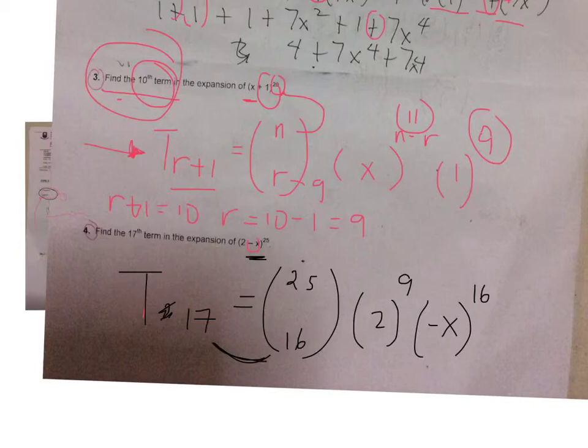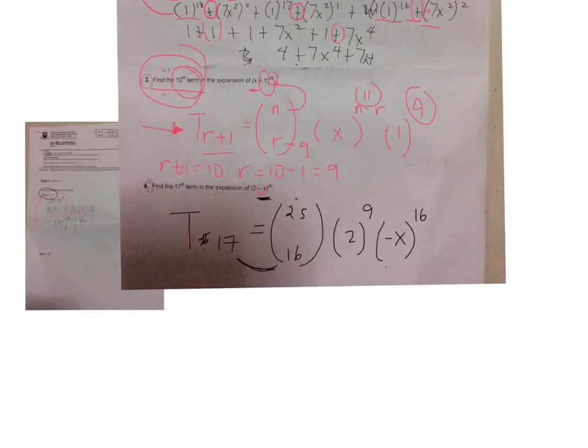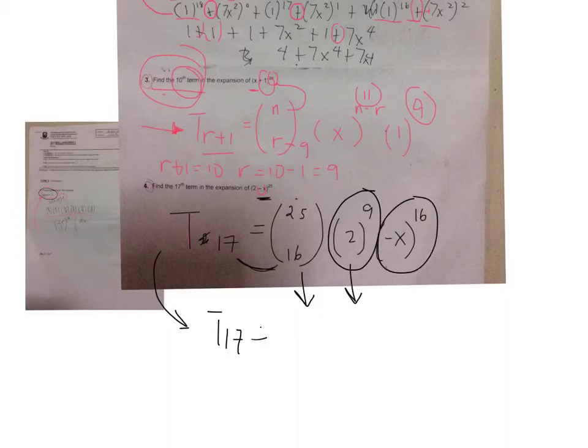And then you just have to simplify this. So you have t of 17. You need to compute this in the calculator. So there's a number times another number. That's what I want you to do. And the negative x to the 16. If you raise a negative to an even exponent, the negative will become positive. So this will be just x to the 16.